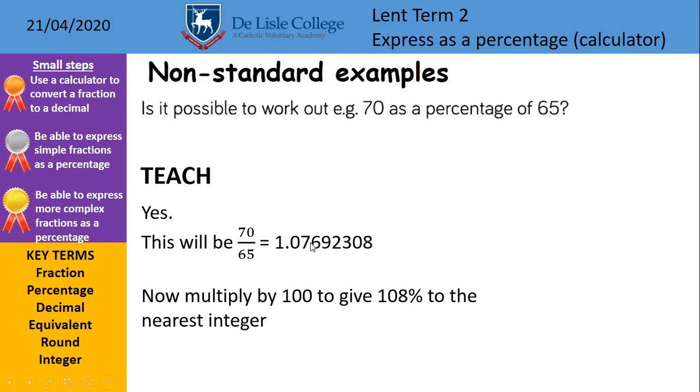Remember, if we multiply this by 100, it gives 107.692308. So 107.6, the 6 would tell us to round up to 108. So to the nearest integer, this would be 108%. It's bigger than 100% because the first number is bigger than the second number.